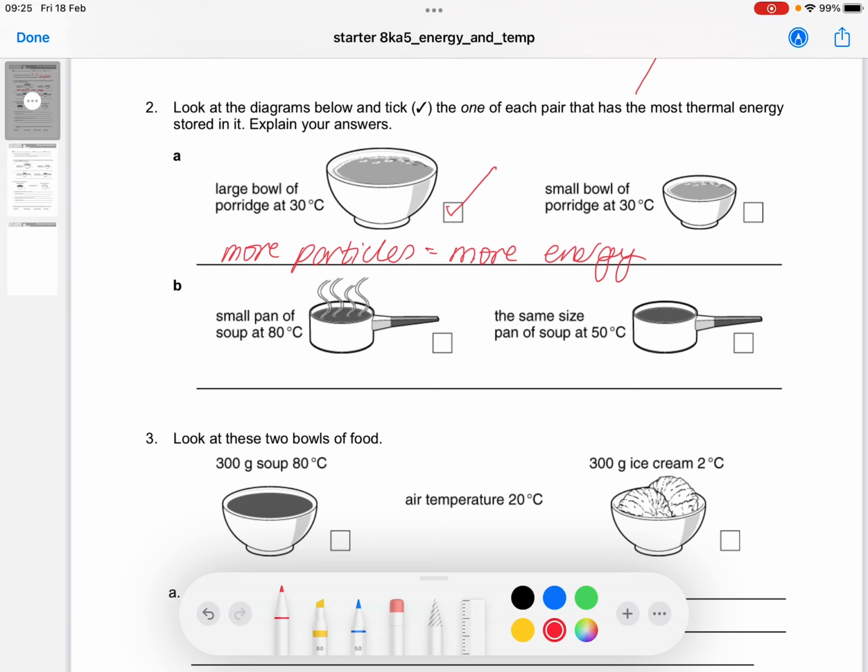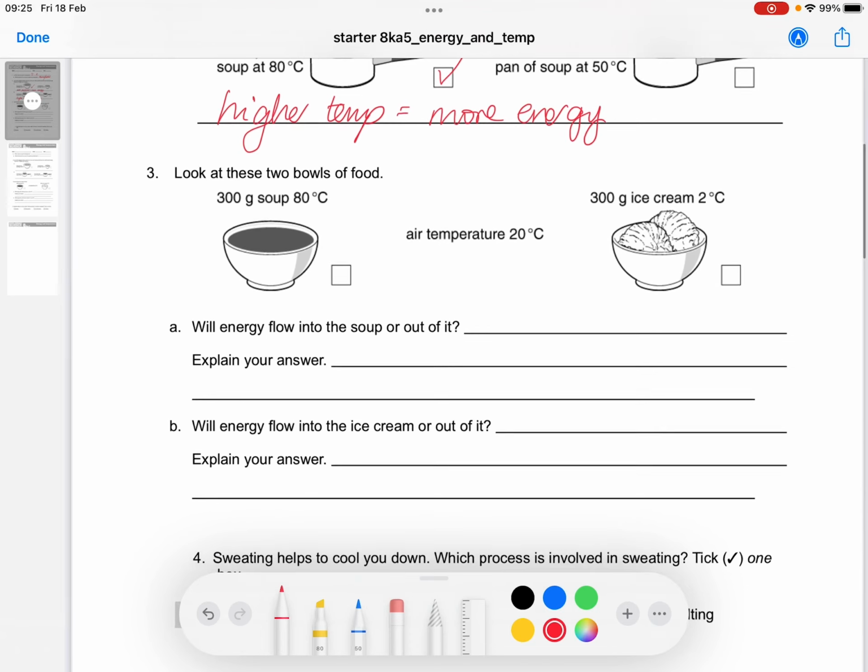Okay, let's have a look at the next one. You have a small pan of soup at 80 degrees and the same size pan of soup at 50 degrees. Again, you're being asked to work out which one has more energy. And the answer is the small pan of soup at 80 degrees. Why? Because a higher temperature equals more energy. I know I'm writing very quickly and I'm not putting full sentences. In an exam, please actually write in a full sentence, but I want to go through this fairly quickly so we can get on to our next task.